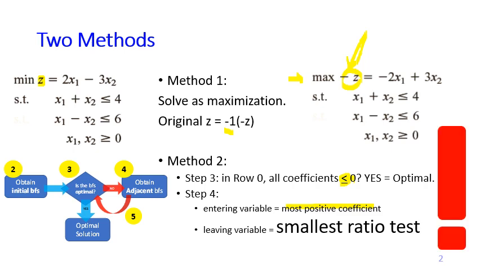because no matter whether it is a maximization case or it is a minimization case, for the ratio test, the winner is you always pick the smallest. This is very important, so you have to keep this in mind. For ratio test, whatever the problem is, you always pick the smallest.